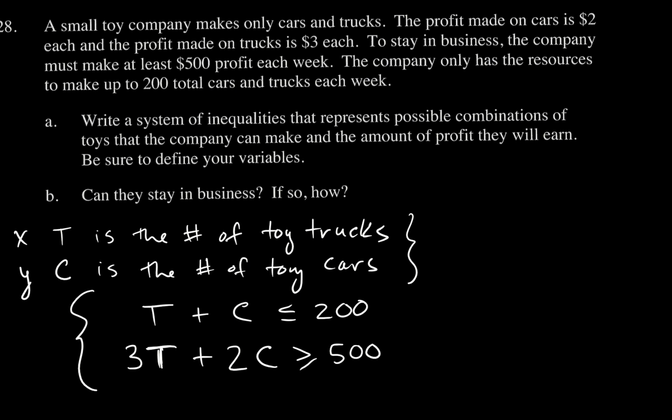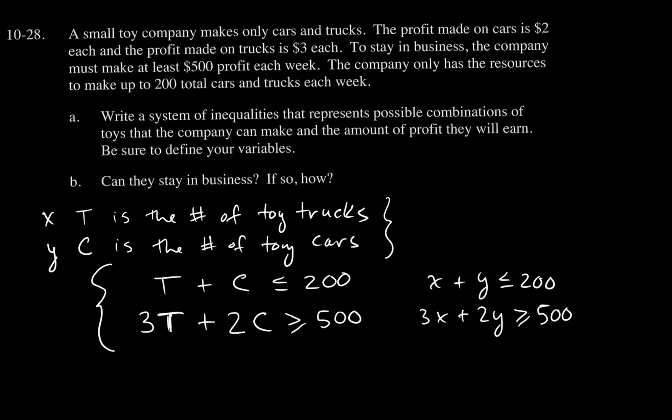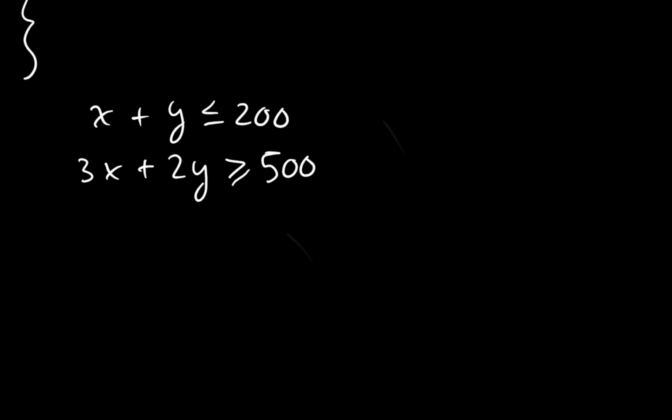So I'm going to rewrite both of these real quickly. I'm just going to say X plus Y has to be less than or equal to 200. And the other thing I'm going to say is that 3x plus 2y has to be greater than or equal to $500. All right, so let's see. If I wanted to graph these, we can put those into Desmos directly like that, and Desmos would love it.